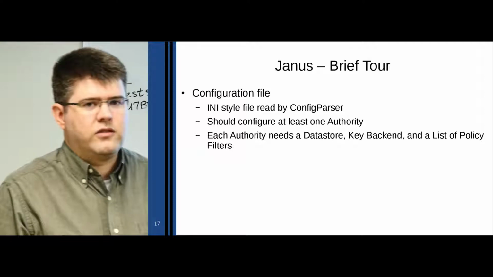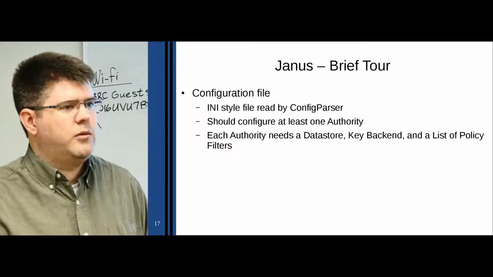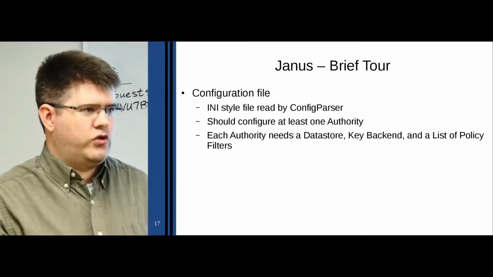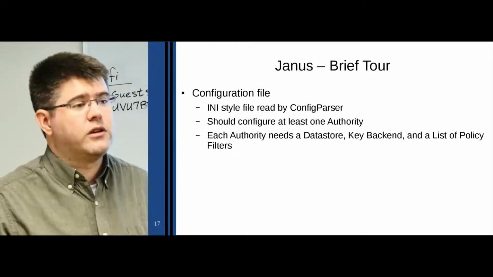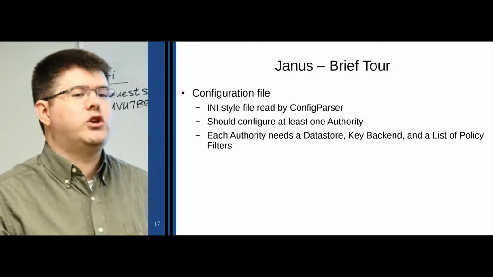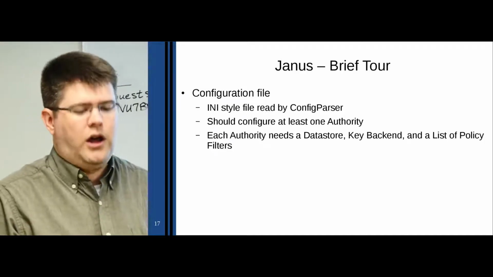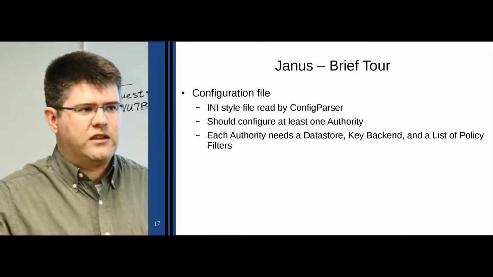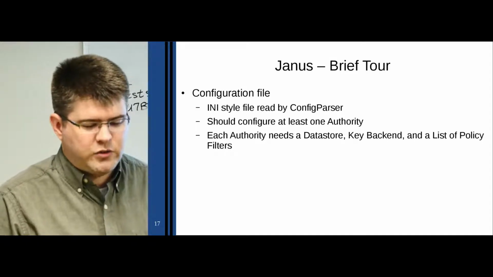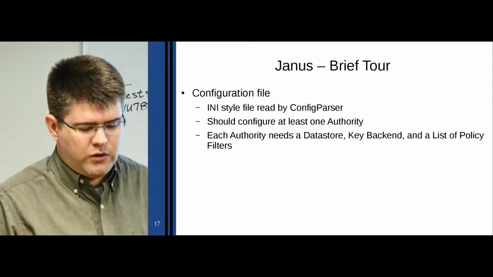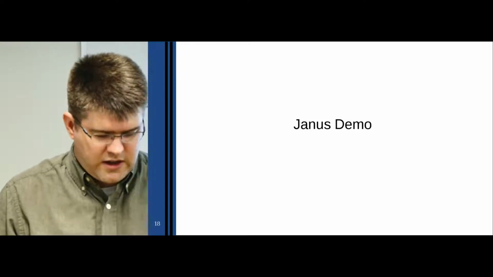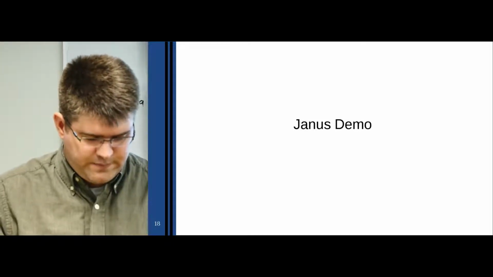The key backend defines how Janus accesses the certificate authority's private key. There are two of them right now. One of them is just straight reading an unencrypted private key from disk. You probably don't want to use that. The other one is it can actually use an SSH agent itself. And so it will talk to the agent to get the agent to sign things and then return that data. And then your list of policy filters, which define what restrictions you want on your certificates. All right, now let's go to a demo of it.